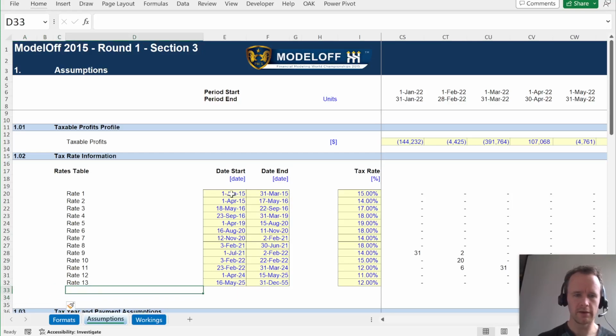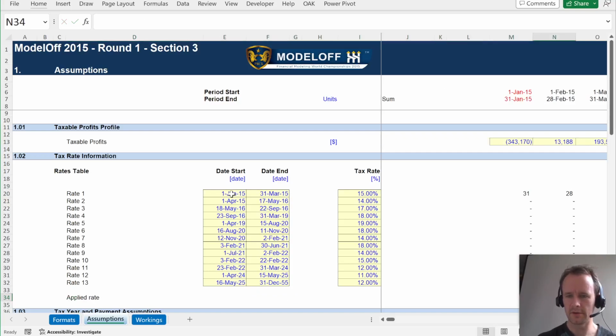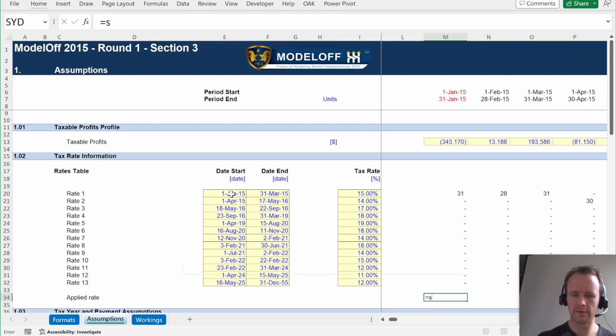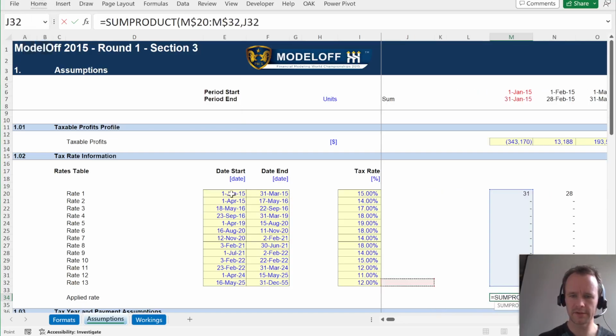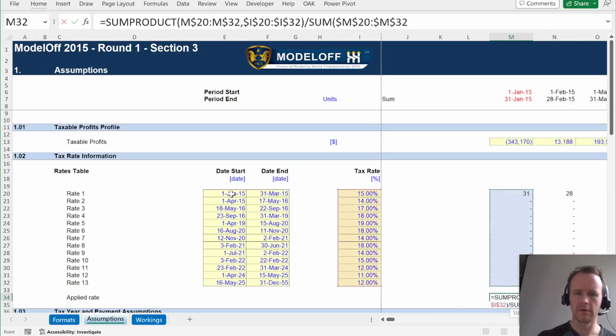So then the applied rate is just going to be, we're going to take the sum product of this, lock, with the rates, lock, divided by the sum. So what are we saying? Sum product, it just means you get 31 days at 15%, 0 days at 14%, 0 days at 17%, and so on. But you multiply the number of days by the rate, and then you divide it by the total number of days in the month.